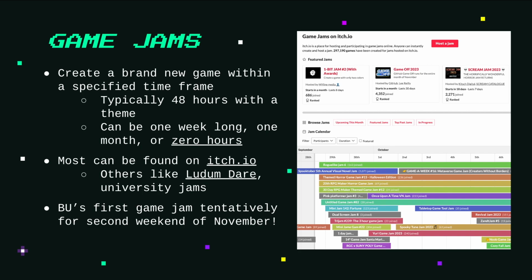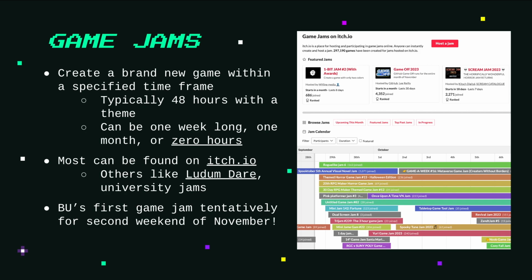So one last thing, which is not quite exactly research to learn, but it's useful during the game development and learning process, are things called game jams. Essentially, a game jam is you create a brand new game within a short time span. It's typically 48 hours, and you usually have a theme, but not all the time. And they can be any amount of hours or any amount of time. So for example, this is the itch.io page, which has a whole bunch of them. For example, you have this schedule here.